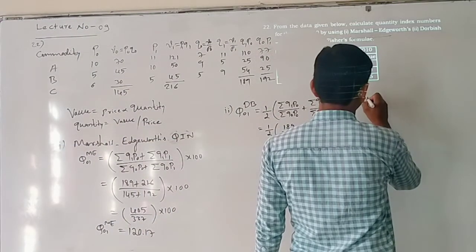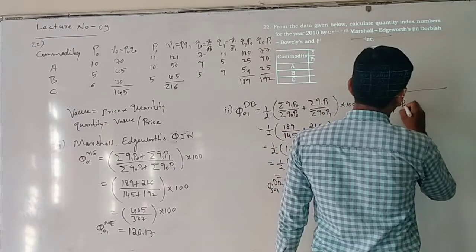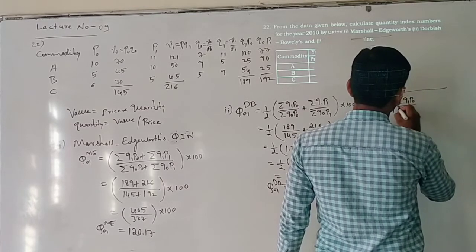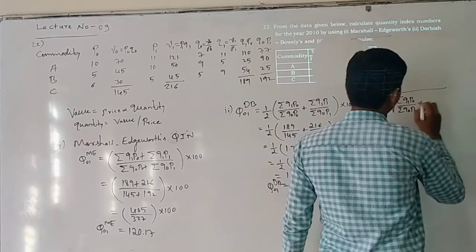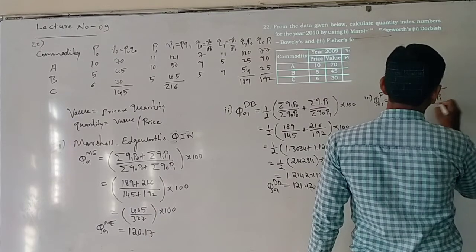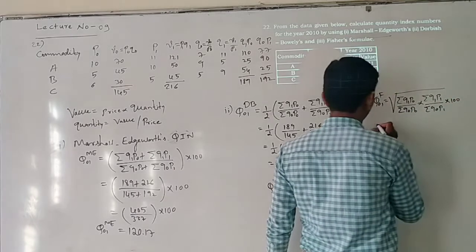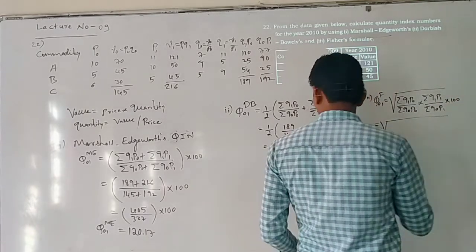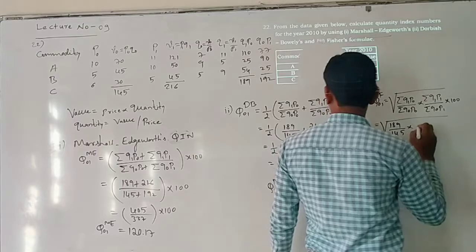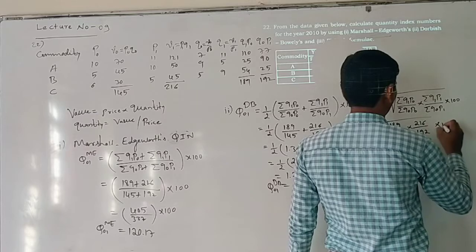Third one, Q01 F equal to under root of sum of Q1 P0 by sum of Q0 P0 into sum of Q1 P1 divided by sum of Q0 P1 into 100. Got to substitute the values. Sum of Q1 P1 is 189. Under root of 189 divided by 145 into 216 divided by 192 into 100.